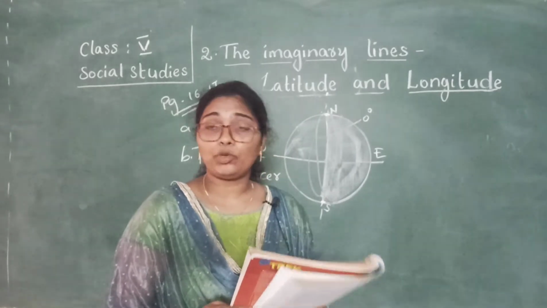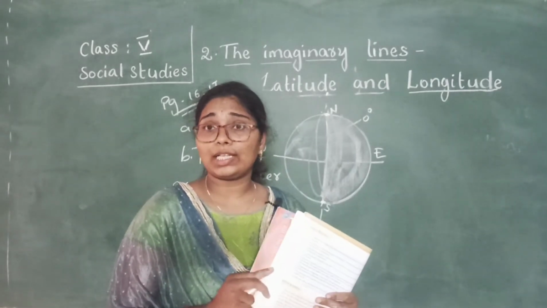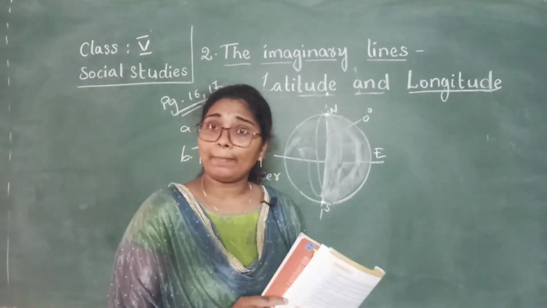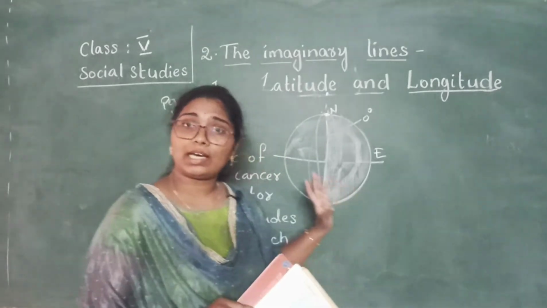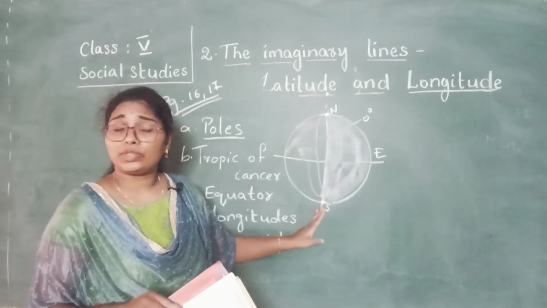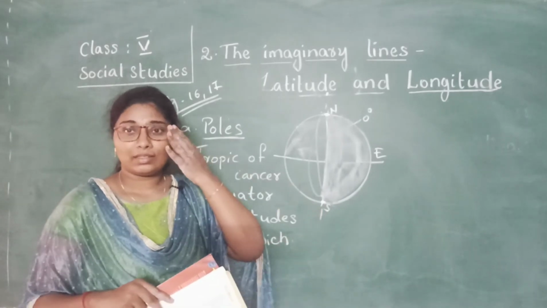Which of these help to calculate time? So what are the lines that are useful to calculate time? Same lines that run from north to south direction. What are those, Nana? Longitudes.